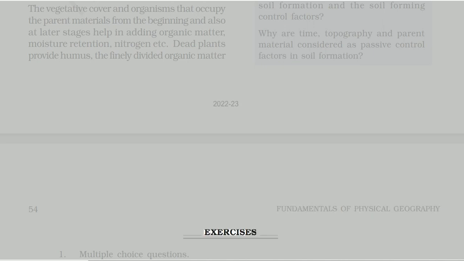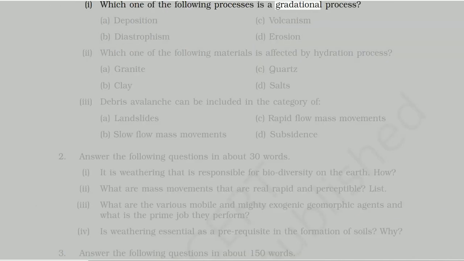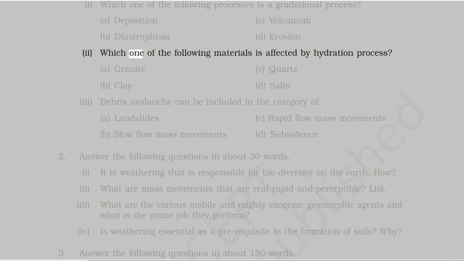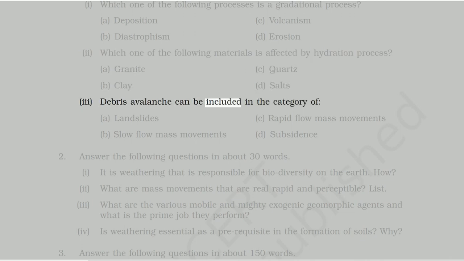Exercises. 1. Multiple choice questions. 1. Which one of the following processes is a gradational process? A. Deposition. B. Diastrophism. C. Volcanism. D. Erosion. 2. Which one of the following materials is affected by hydration process? A. Granite. B. Clay. C. Quartz. D. Salts.